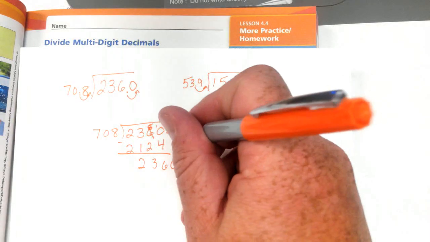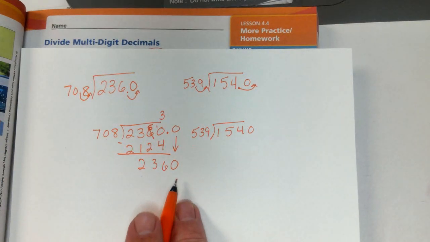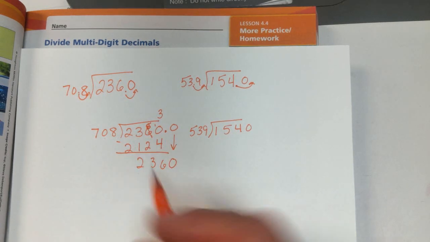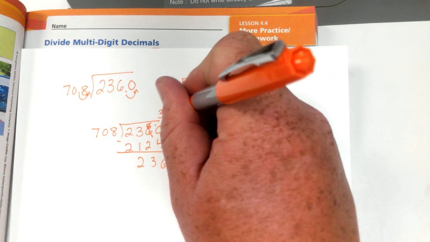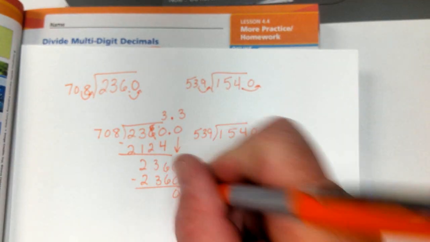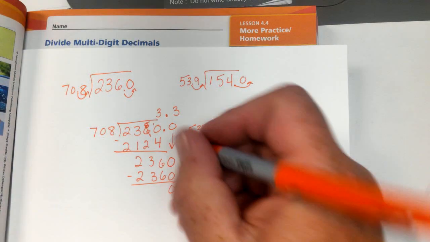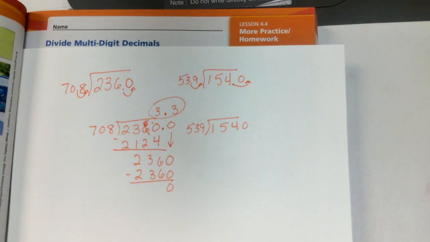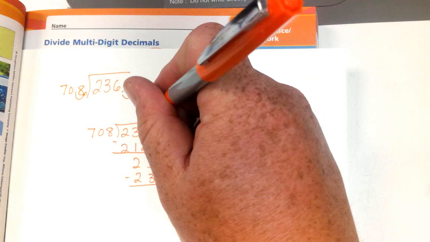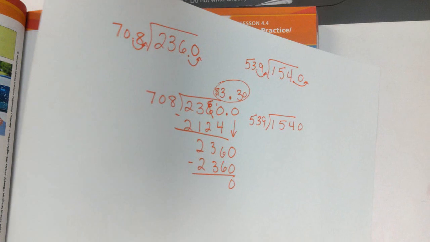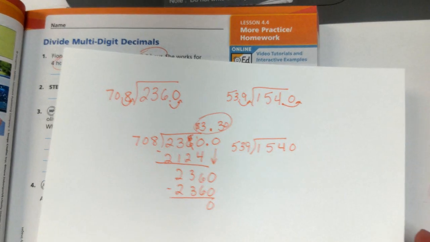Now, when I look here, this 2,360 looks familiar. That's what I started with up here, and it went in 3 times exactly. So I know that this will go in 3 more times, and it's going to leave me with no remainder. I like that. Okay? So my answer, I just take this decimal point and move it straight up. My answer is 3 3/10. And since this is money, it would be $3.30 per ounce.